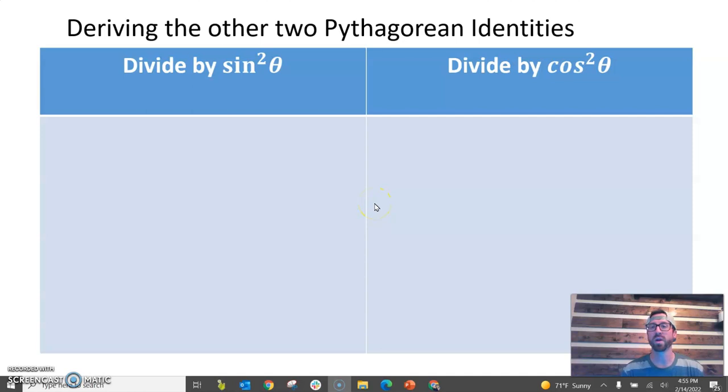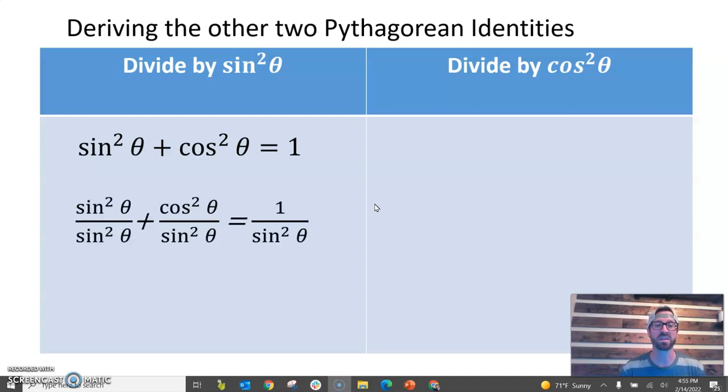And what we're going to do to derive our other two is we're just going to take it and do some algebra to that identity. So if I start with my original Pythagorean identity and divide both sides of the equation by sine squared theta, this will simplify, this will simplify, and this will simplify. First, this simplifies to just a good old 1. Then cosine squared over sine squared is cotangent squared. And then the reciprocal of sine, 1 over sine squared, is cosecant squared. So here's your second Pythagorean identity.